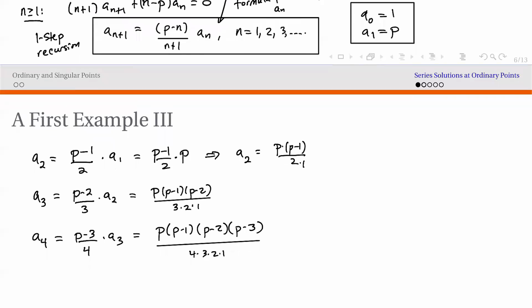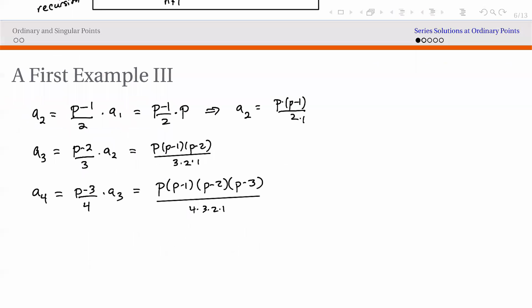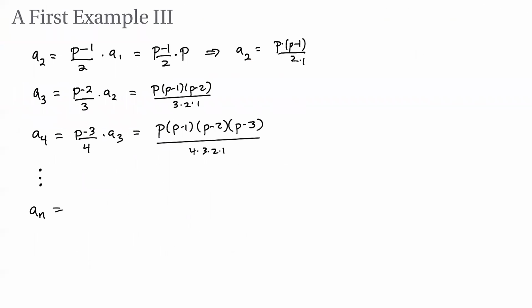So as we run this forward, the question we want to ask here is, do you recognize the thing that you're looking at? In other words, can I write down a formula for what the nth coefficient in general would be? Well, based on what we're seeing here, it looks pretty reasonable that it's going to be this.